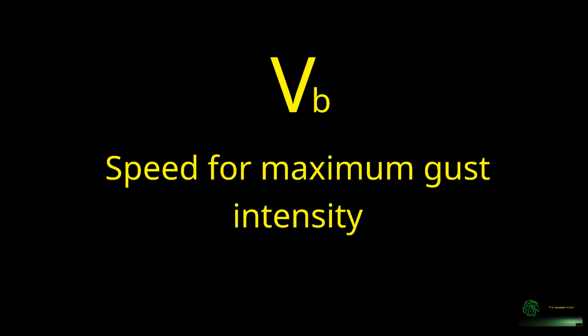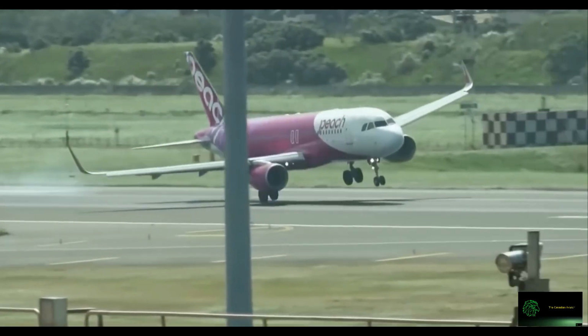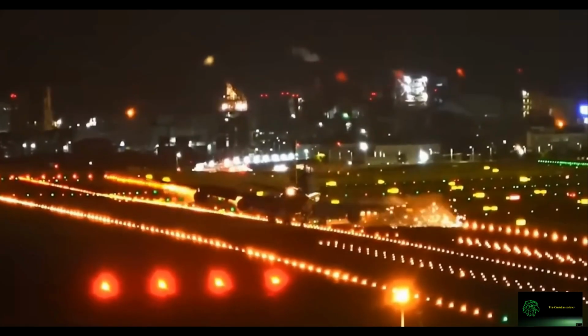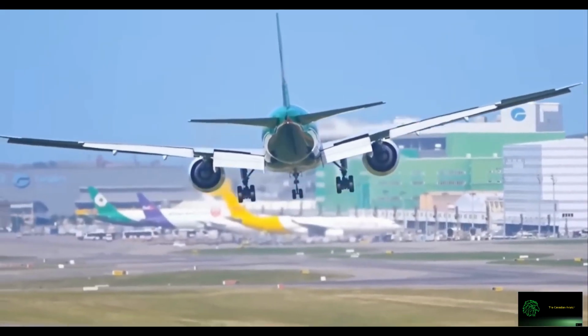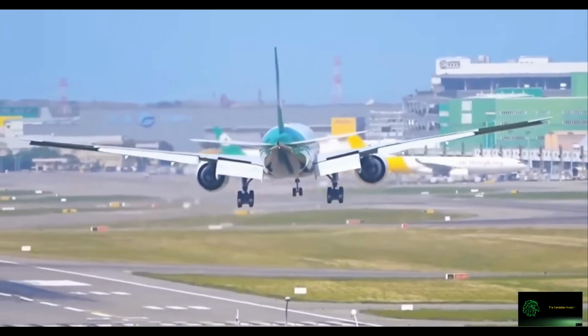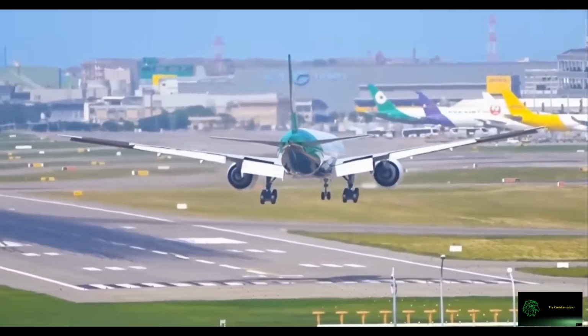VB, speed for maximum gust intensity. VB is the speed for maximum gust intensity. It is the maximum speed at which the aircraft can encounter strong vertical gusts without exceeding structural load limits.